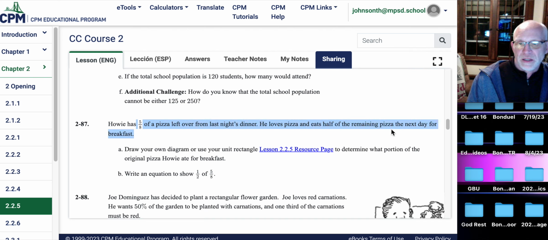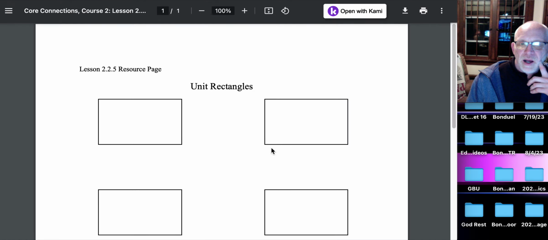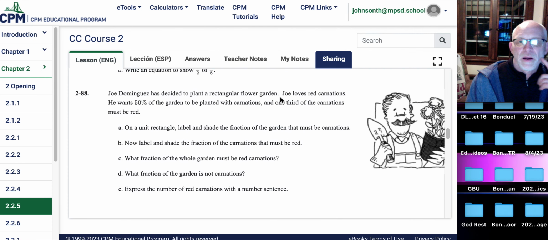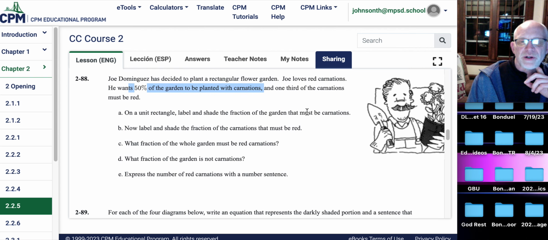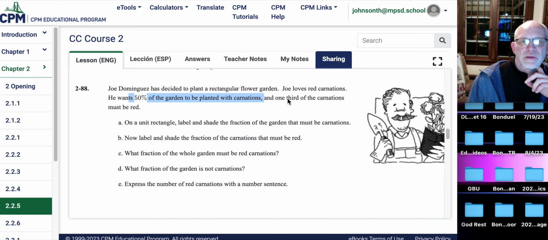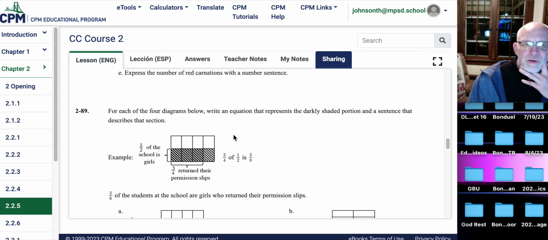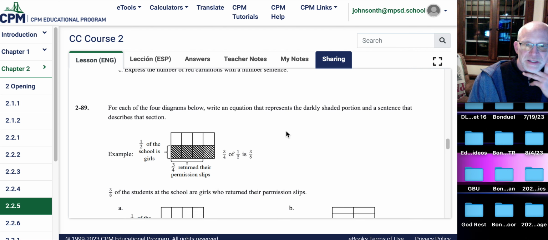5/8. What's a half of 5/8? Okay, can we draw that out on our unit rectangles? Joe loves carnations. He wants 50% to be planted with carnations and 1/3 of the carnations to be red. So what is 1/3 of 1/2? Can we figure that out? And then these down here. It says write an equation that represents the darkly shaded portion in a sentence that describes the section.